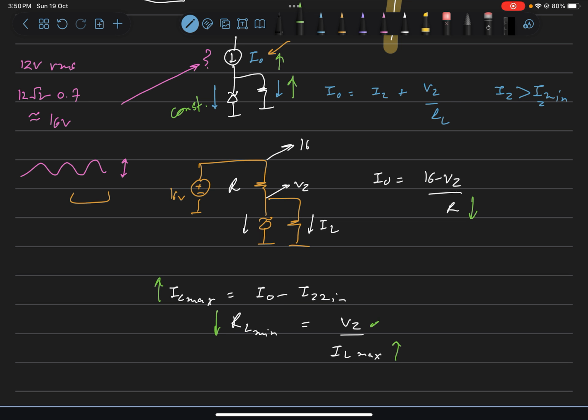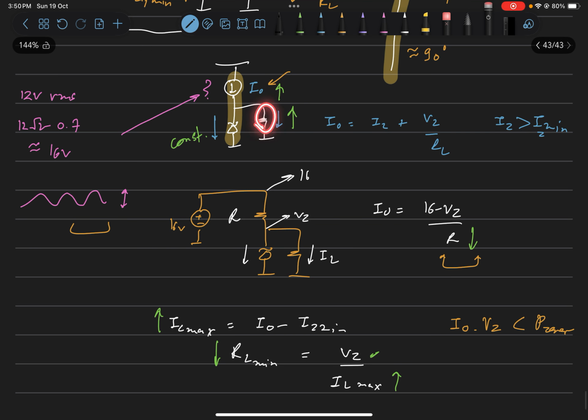But the issue is, when there is no load attached, that is when the regulator is just kept in idle state, all of this I naught will flow through the Zener. So you should ensure that the value of R should not be too low. You should ensure that I naught times VZ should be lesser than the power rating of the Zener, because when the regulator is not working, RL is infinity, so there is no current that flows through the load, and all of the I naught flows through the Zener.